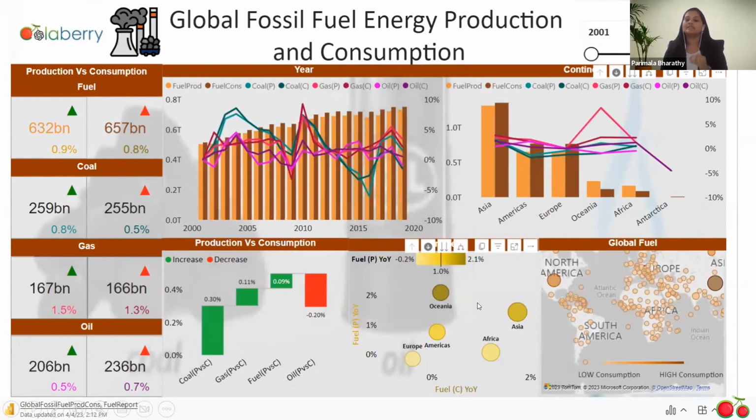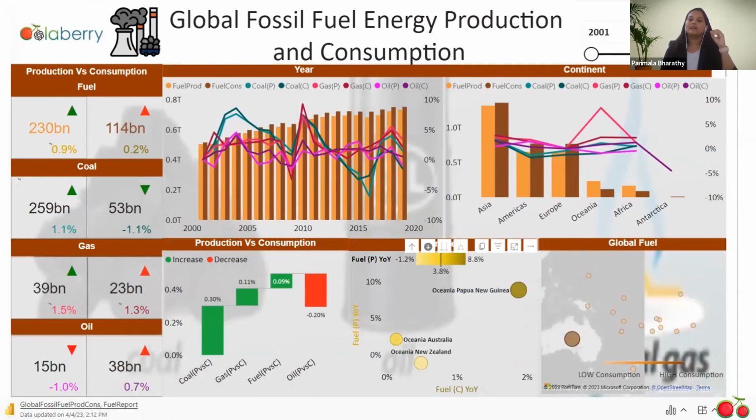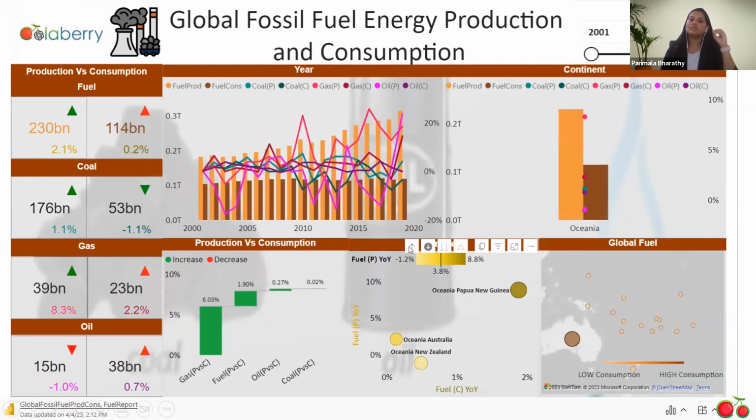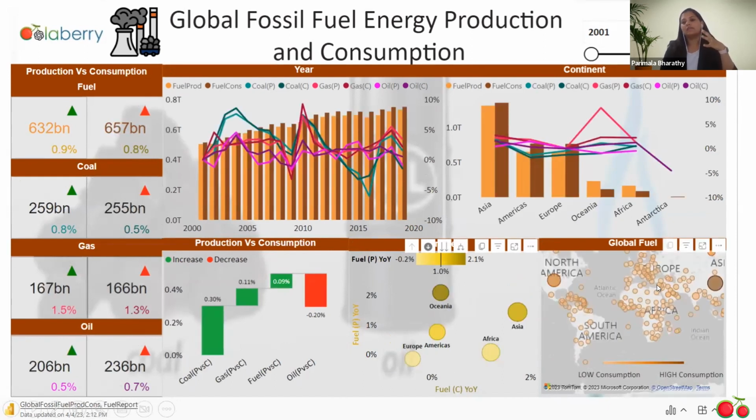My fourth chart is a scatter plot chart, and I have used this chart to display fuel production year over year and fuel consumption year over year. This is also a drill down chart, categorized by continent and drilled down to country. The size of the bubble represents the consumption of fuel year over year, and the color of the bubble represents the production of fuel year over year. And my last chart is the visual map chart. This chart represents the average fuel production and average fuel consumption across the globe, with the size of the bubble representing the production and the color of the bubble representing the consumption of fuel.